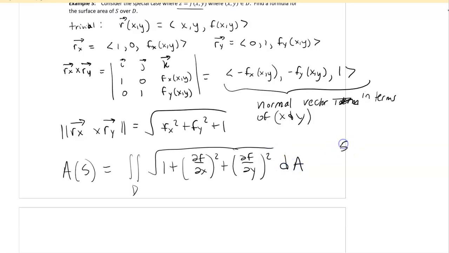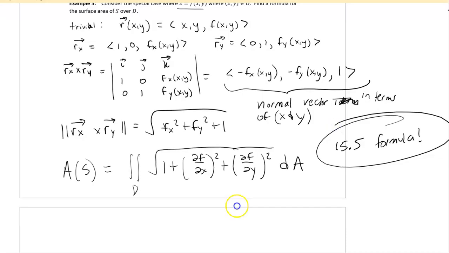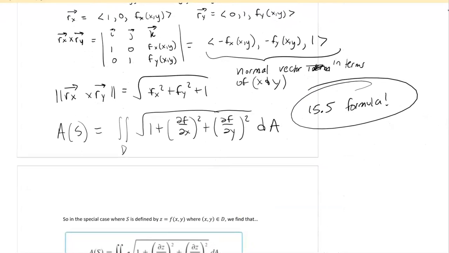You remember this from earlier in the year, section 15.5. We saw this formula before for the surface area of our surface in xy space. So we are showing right here that this is a very specific case of the general parametric surface area equation, that formula that we now know. If our parametric surface is just defined in terms of x and y, that's why this double integral gives us the surface area.